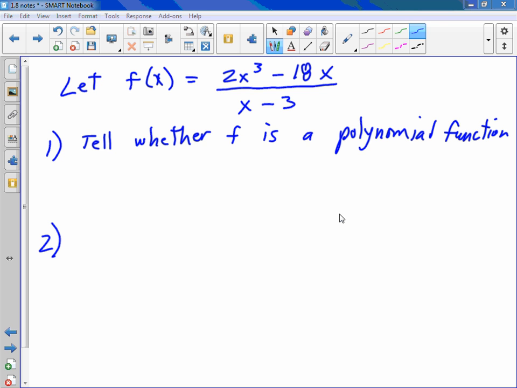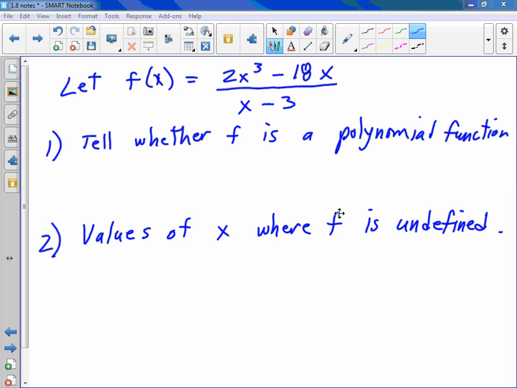Number 2, give each value of x for which f is undefined. Values of x where the function f is undefined. Well, that one looks a little bit easier. We can handle that. 3. And then give the zeros of f, or roots. So let's tackle this.